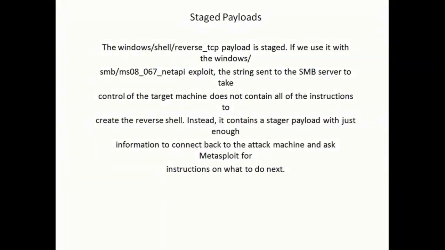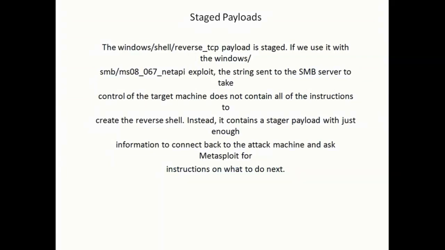Staged payloads. The windows/shell/reverse_tcp payload is staged. If you use it with the windows/smb/ms08_067_netapi exploit, the string sent to the SMB server to take control of the target machine does not contain all of the instructions to create the reverse shell. Instead, it contains a stager payload with just enough information to connect back to the attack machine and ask Metasploit for instructions on what to do next.